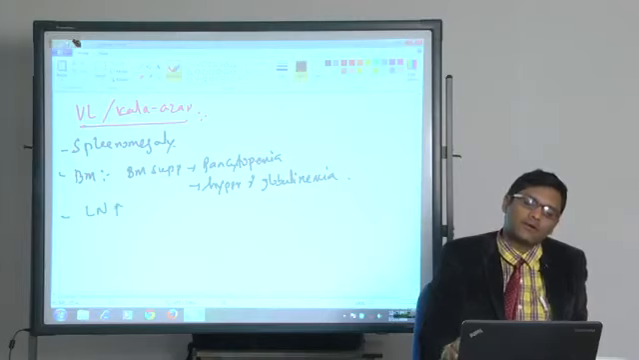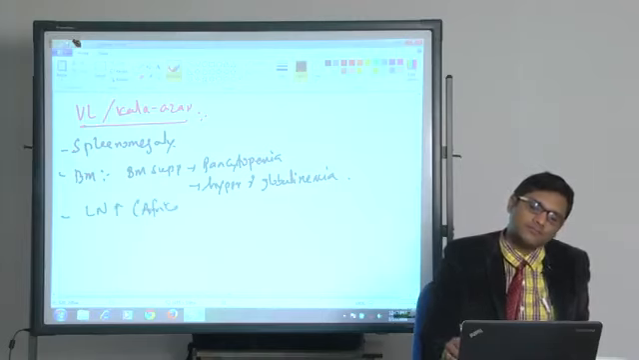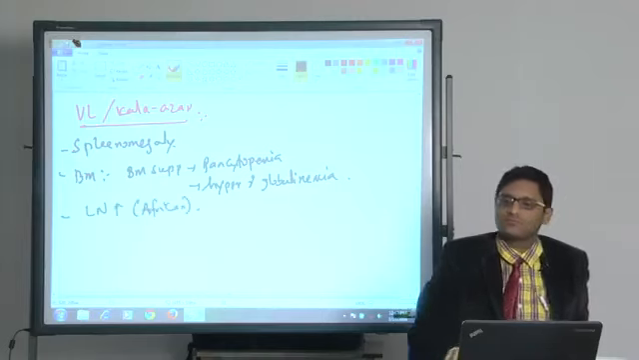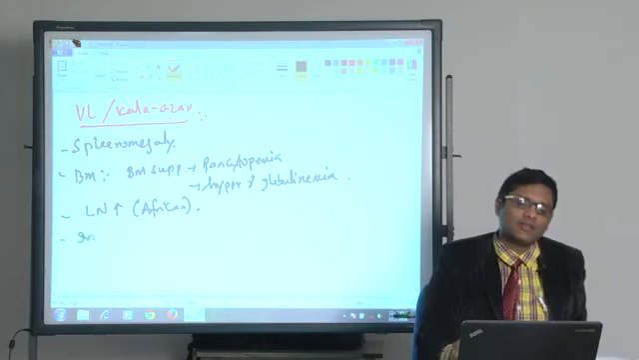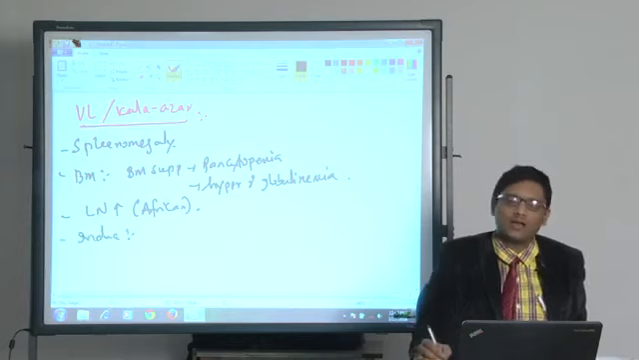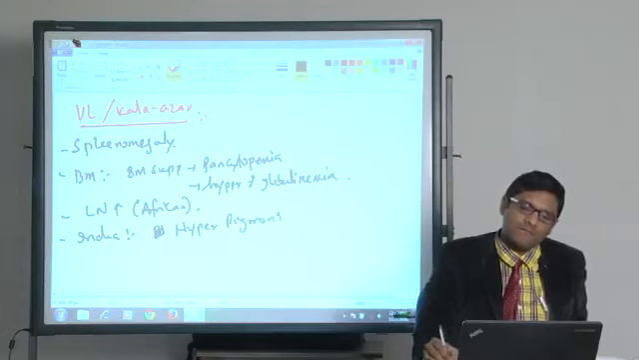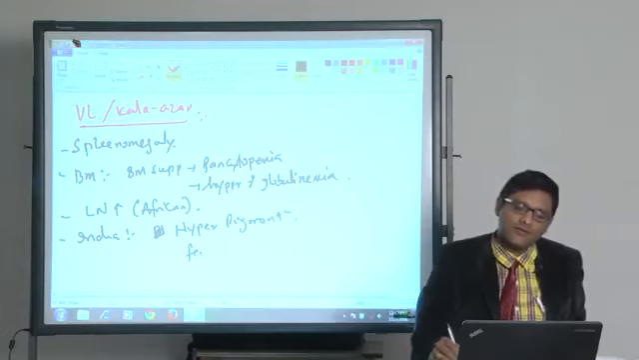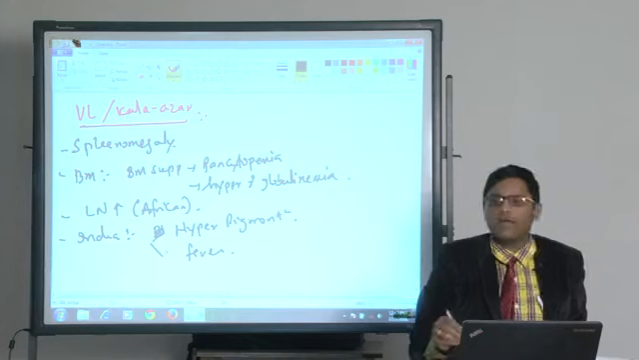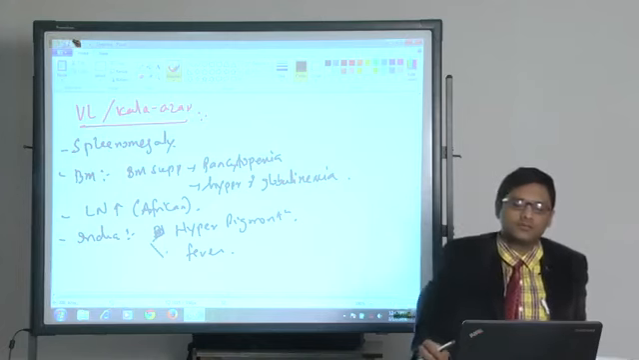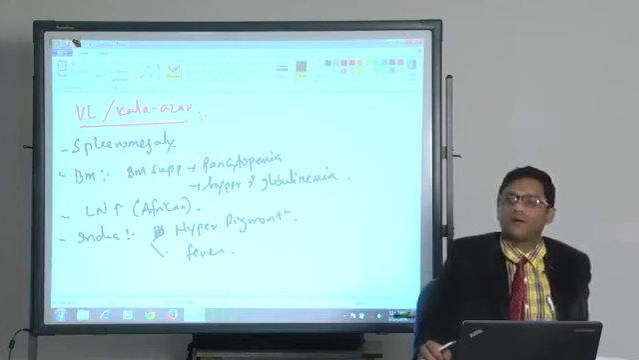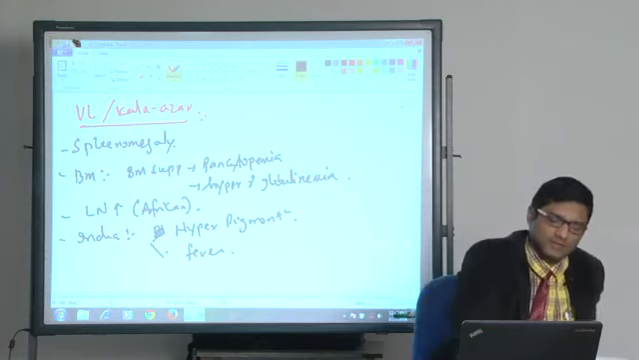Lymph node also will be affected, mainly in African patients. In Indian patients it is called Kala-azar. Kala means black, that is you will have hyperpigmentation, and azar is fever. So hyperpigmentation and fever are the two important features of the Indian form of visceral leishmaniasis.